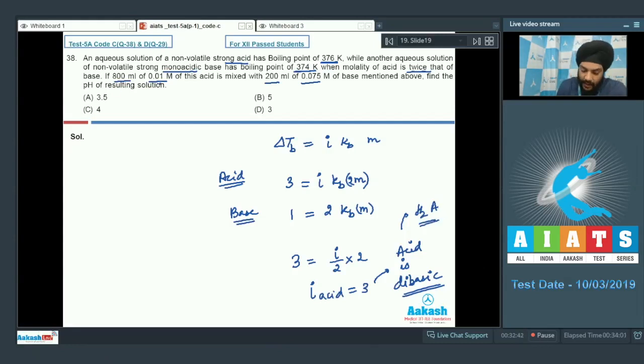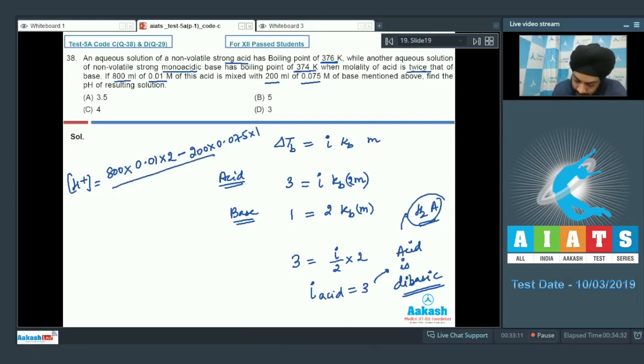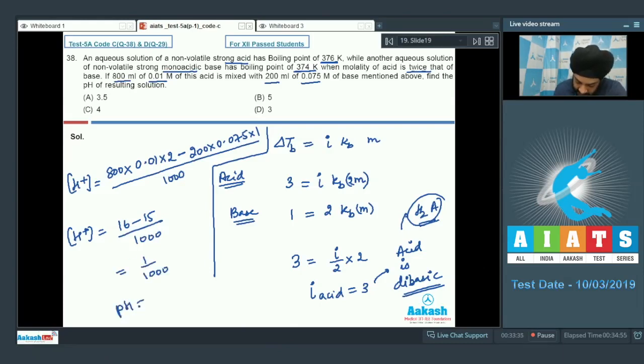Now it is mentioned to us that 800 ml of 0.01 molar acid is mixed with 200 ml of 0.075 molar of the base. So we can have the value of H plus ion concentration. It shall be equal to 800 into 0.01 into 2, as the n factor of the acid shall be equal to 2, minus 200 into 0.075 into 1, as the base is monoacidic. So these are the millimoles. We have to divide these millimoles by the total ml of the solution. So when 800 ml and 200 ml are mixed together, the total volume becomes 1000 ml. So students, the H plus ion concentration shall be equal to 16 minus 15 upon 1000. So this is equal to 1 upon 1000, which gives us a value of pH equal to 3.